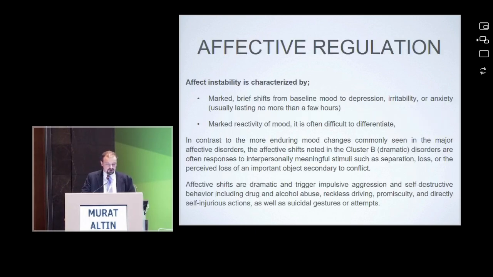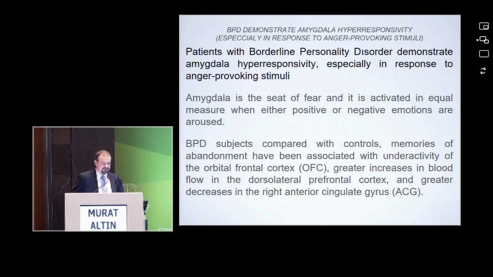And the second symptomatic group is affective regulation. The problem with affective regulation is the instability, the mood shifts, especially in the B group, the dramatic one. It is more common among that, and the most prototypical is borderline personality disorder.